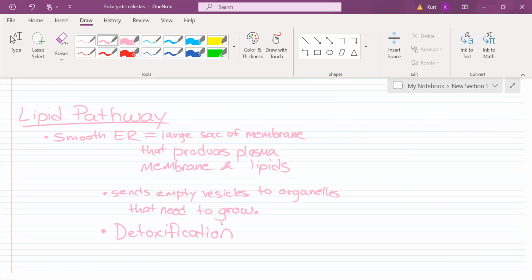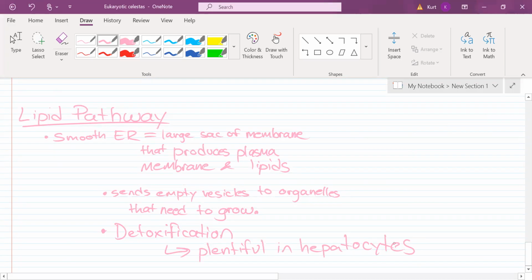And so you would expect a lot of smooth ER inside your hepatocytes. A hepatocyte is a liver cell. I'm sure you've heard of the disease hepatitis. That means liver disease or inflammation of the liver. Hepa means liver. So hepatocytes are liver cells.